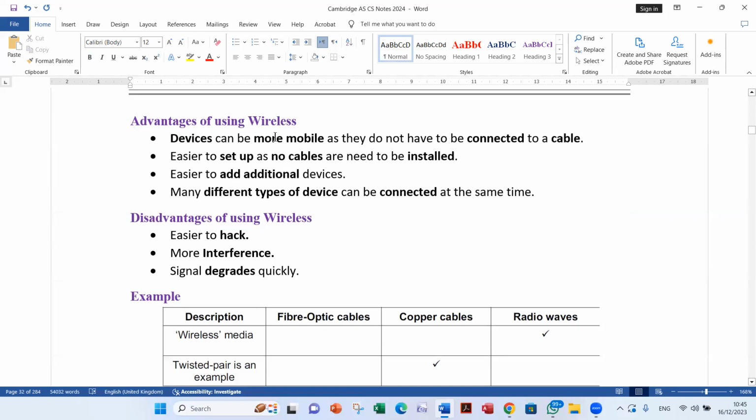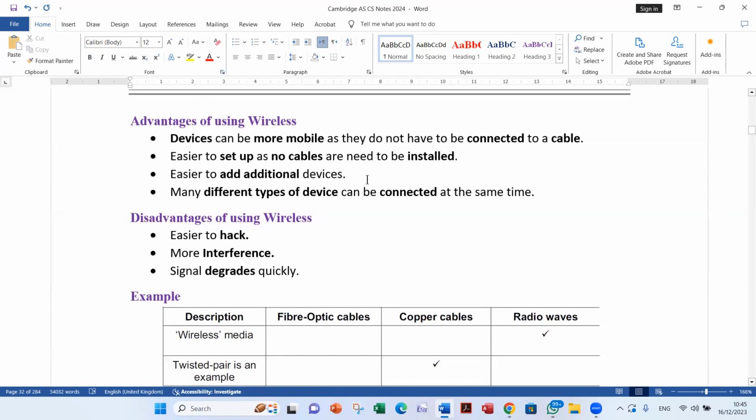Advantages: devices can be mobile. If you use wireless, devices can be mobile. Your cell phone, you can use it anywhere in the country. Also, your laptop, you can use it anywhere in the house covered by Wi-Fi.